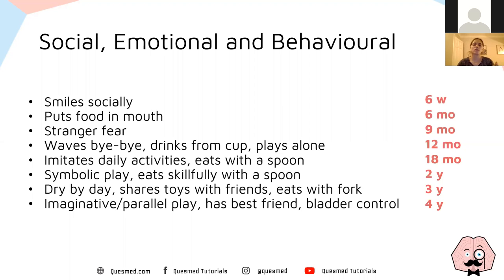By 3 years old, most children tend to be dry during the day. And it means they can be more social with other children and they can share toys and eat with a fork. And by four, imagine that child that is now walking like an adult and talking like an adult can also have very vivid imaginative play, very close friendships. They'll start having close friendships by this age.